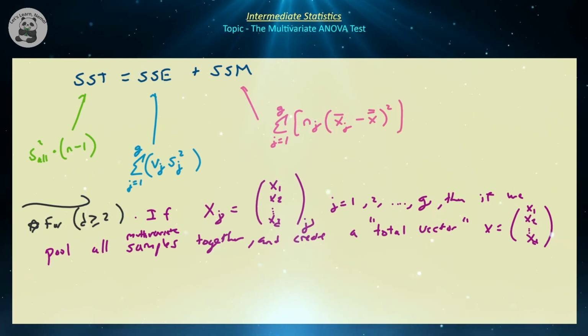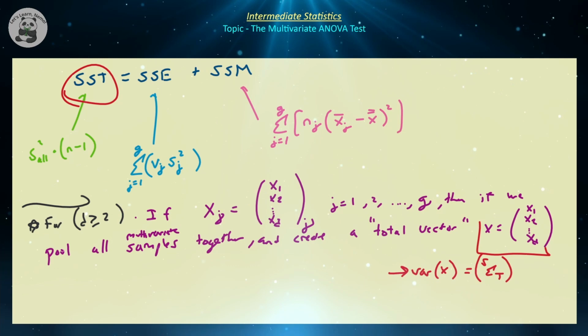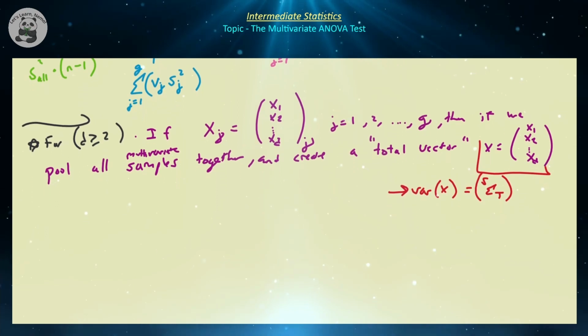Then from this particular total vector, you can calculate a variance of this random vector, and we're going to be representing that as sigma T. So this is going to be analogous to our SST, right? So this is going to be the variance of our total sum of squares matrix. Okay, so that's going to be our total sum of squares matrix.